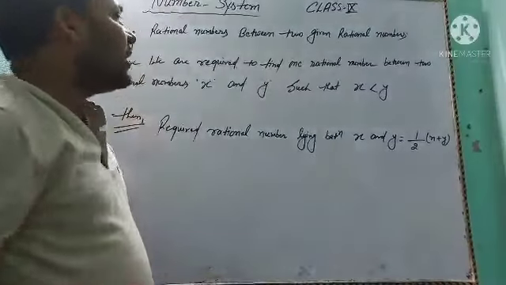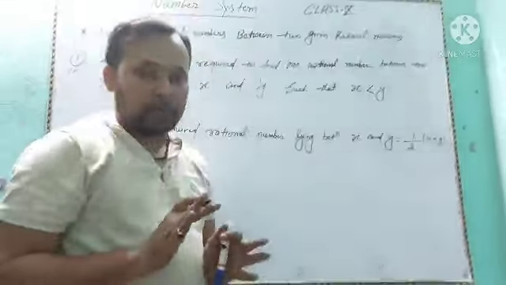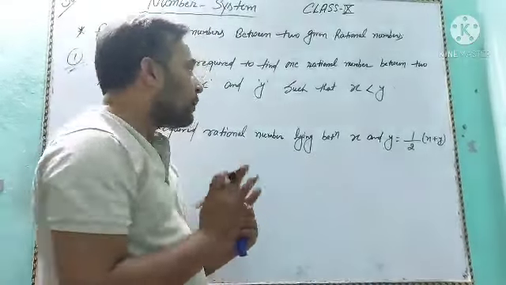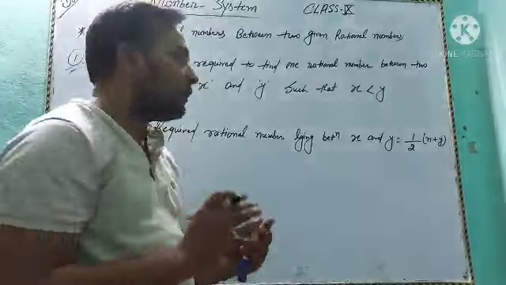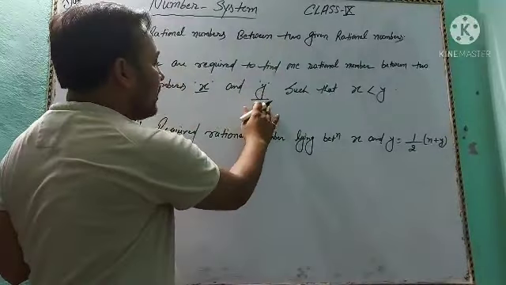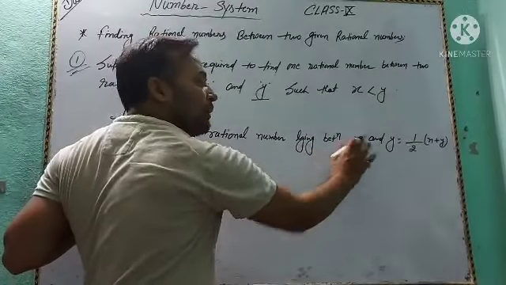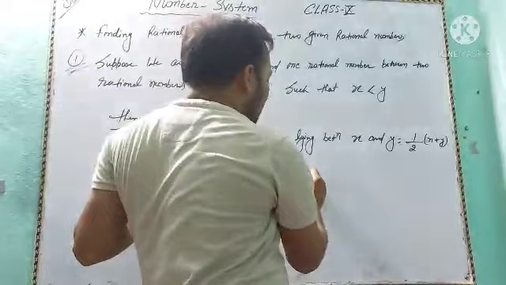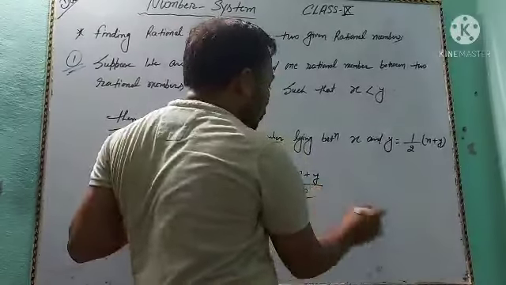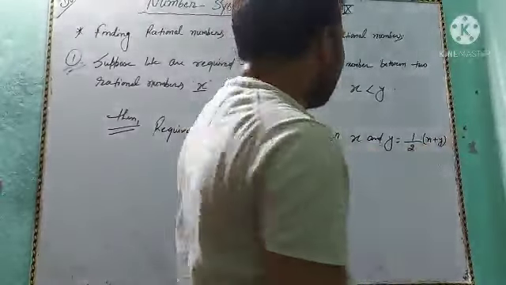For the required rational number lying between x and y, if x and y are the two rational numbers, then the required rational number lying between x and y is (x plus y) by 2. It means 1 by 2 into (x plus y).